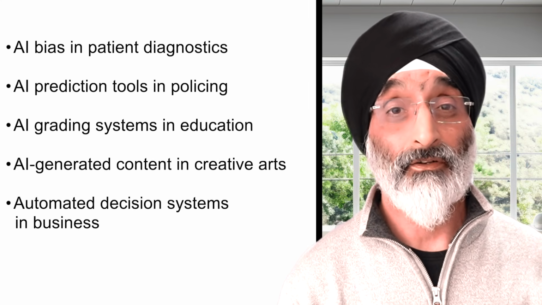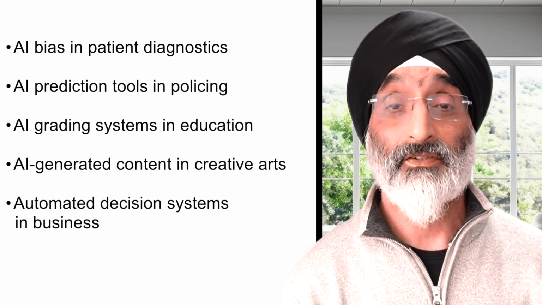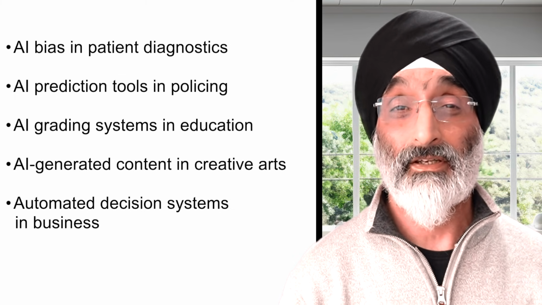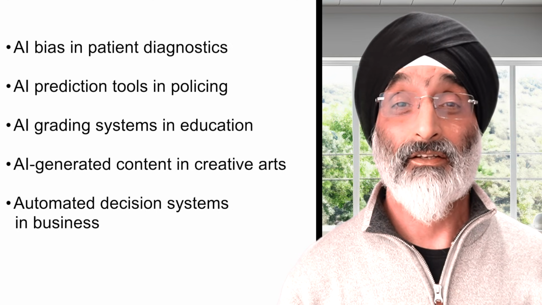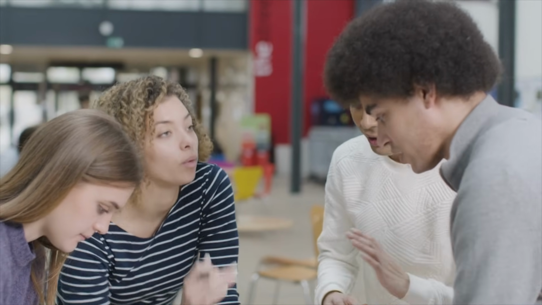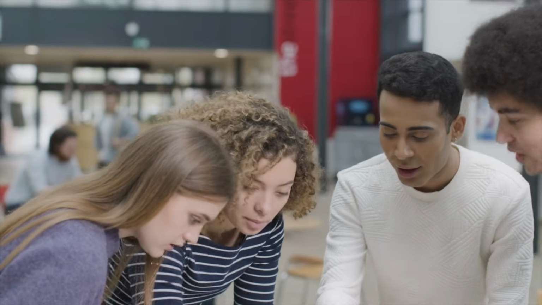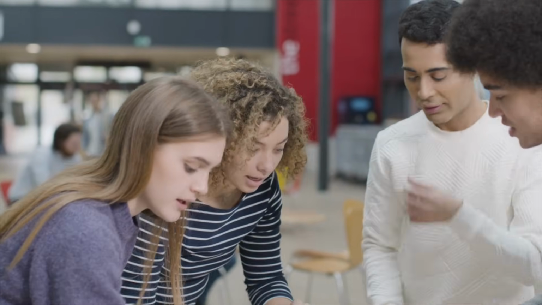In your discipline, you could select scenarios such as in medicine, AI bias in patient diagnostics, in policing, AI prediction tools, in education, AI grading systems, in the creative arts, AI generated content, and automated decision systems in business. The key is to choose a scenario that doesn't have a perfect answer. This activates real critical thinking and helps students understand. This also shows us that teaching AI isn't about memorizing definitions, it's about helping students grapple with complexity.